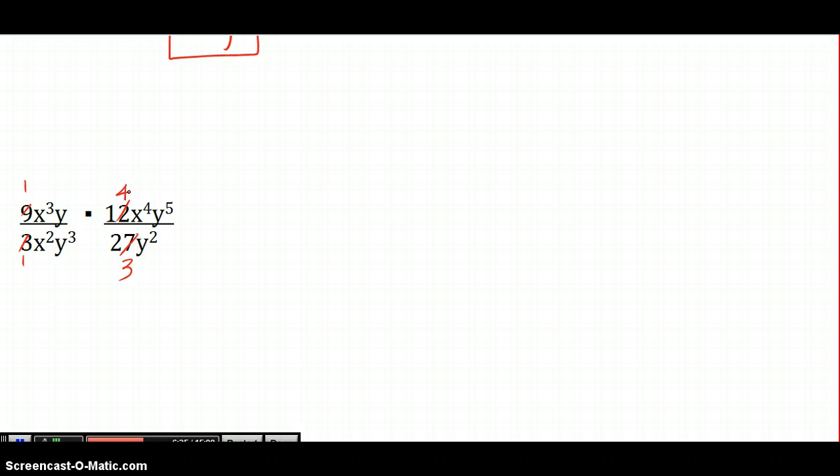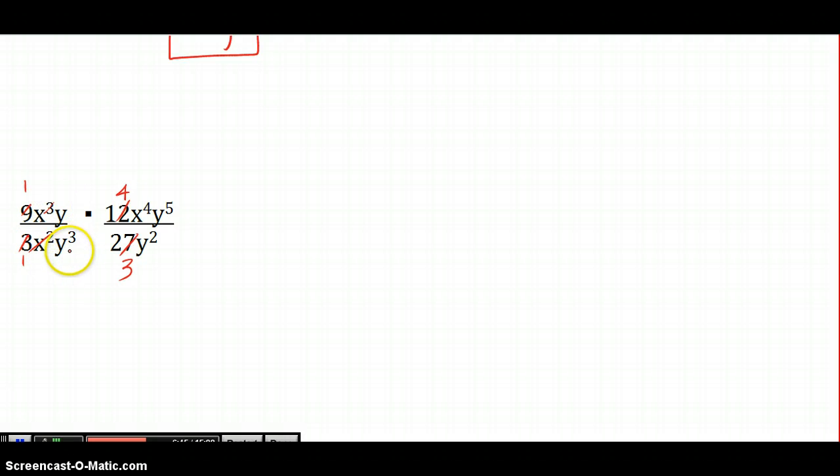And then we can deal with our variables. Start with x, I guess. There are 2 x's in the bottom because we have x squared. And it looks like there's 7 in the top. So we can only cancel out 2. So if I cancel out the 2 on the bottom, and on the top I'll cancel out 2.